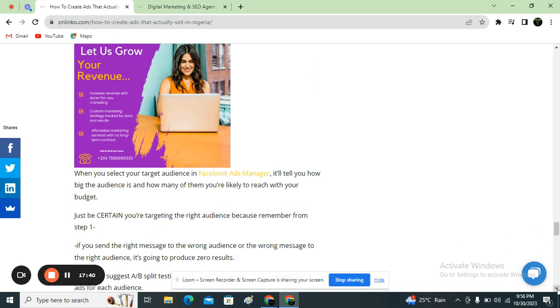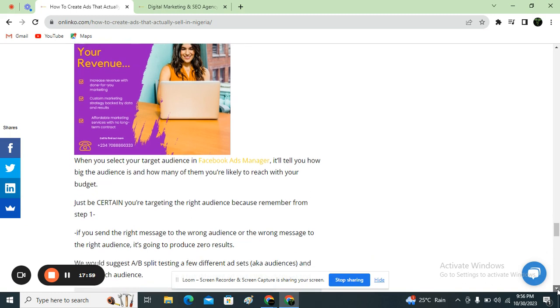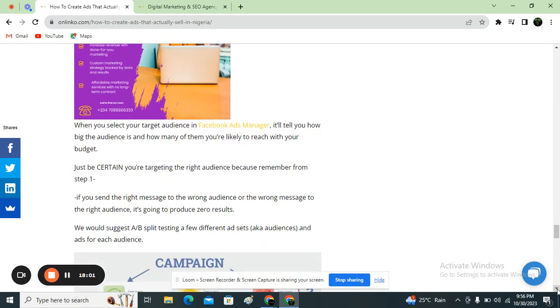When you select your campaign audience in Facebook Ads Manager, yes, the first step is to go to Ads Manager, it will tell you how big your audience is and how many of them you are likely to reach with your budget. Just be certain you are targeting the right audience, because remember from step one, if you send the right message to the wrong audience, or the wrong message to the right audience, it's going to produce zero results.